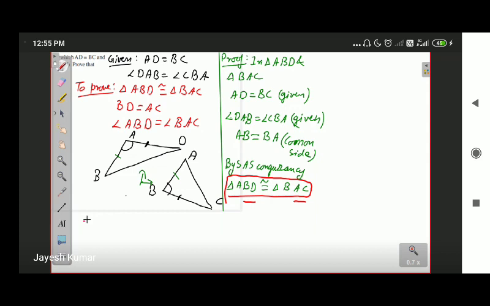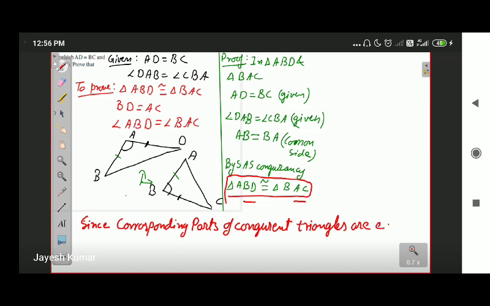So we can say, since corresponding parts of congruent triangles are equal, that must mean length BD and length AC are equal. Length BD and length AC are equal to each other.